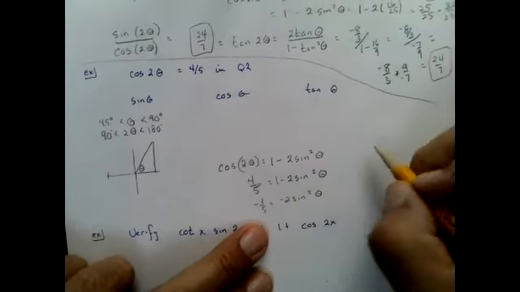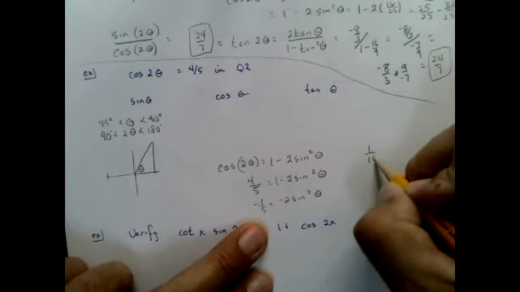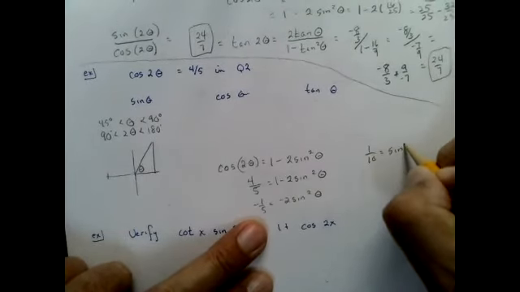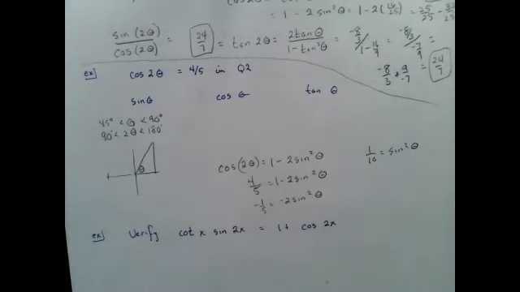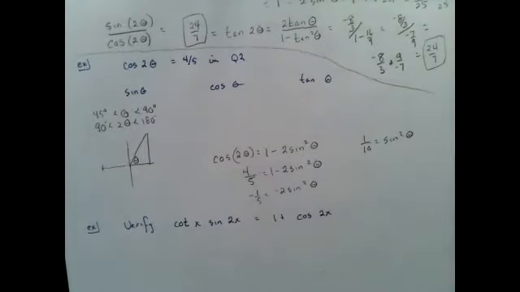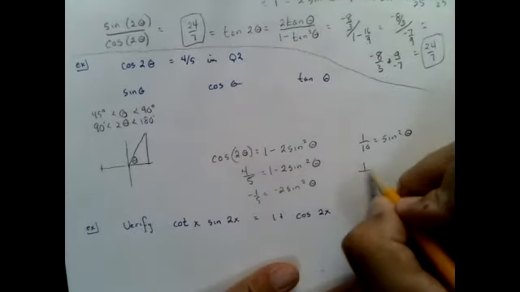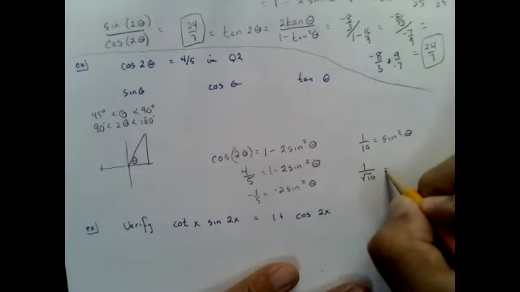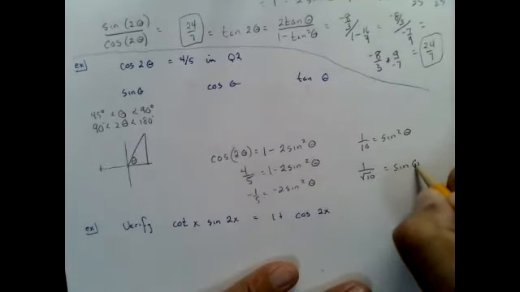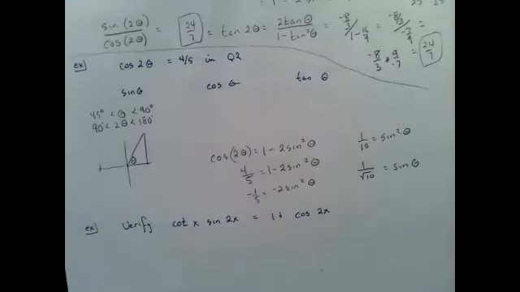Divide by -2, I get 1/10 equals the sine squared of theta. I know it has to be positive because it's in the first quadrant. This is going to be 1 over the square root of 10 equals the sine of theta. Nice.